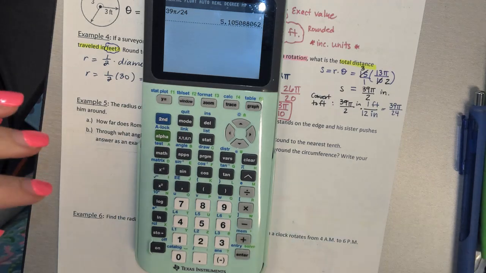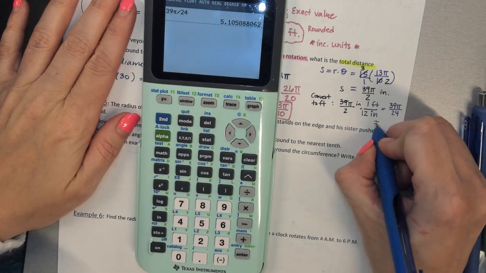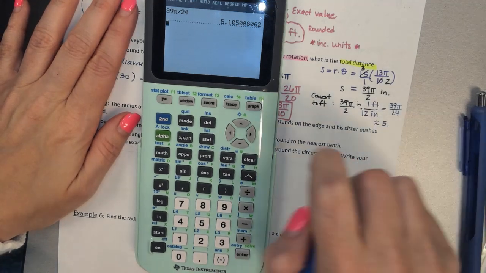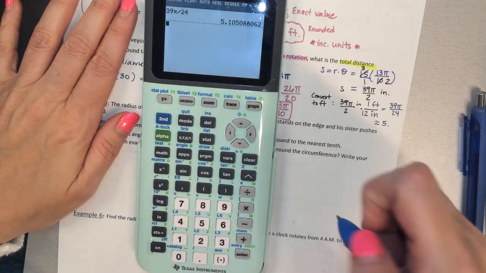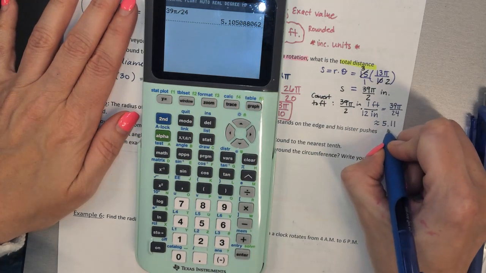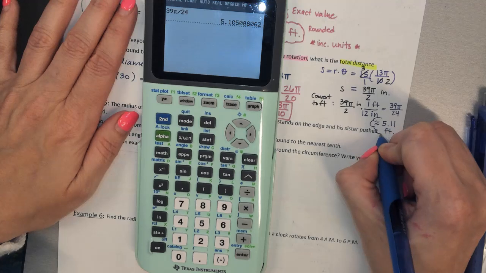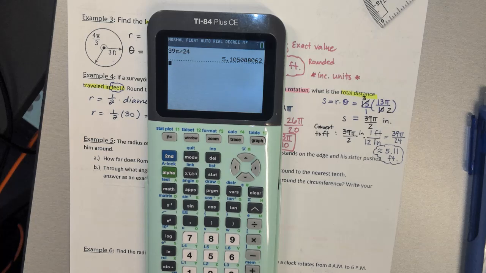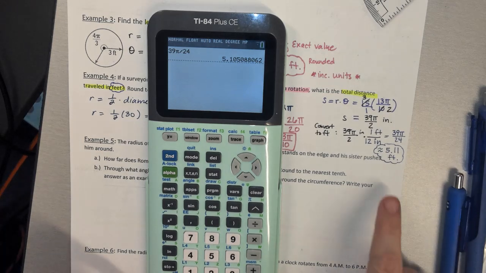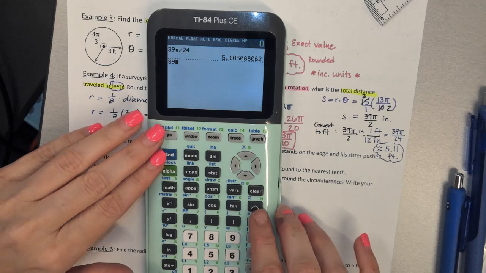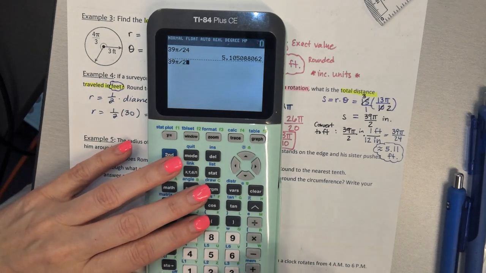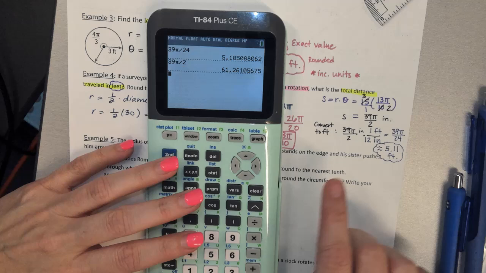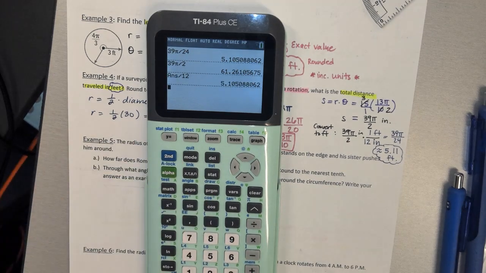And then it said to round to the nearest hundredth, correct? So 0.105 would be 0.11, and that would be in feet. Okay, you could also, if you just did 39 pi divided by 2 here, and knew that you just had to divide by 12, you could do that as well. Okay, you can just show the dividing by 12. I just want to show you why we do that.